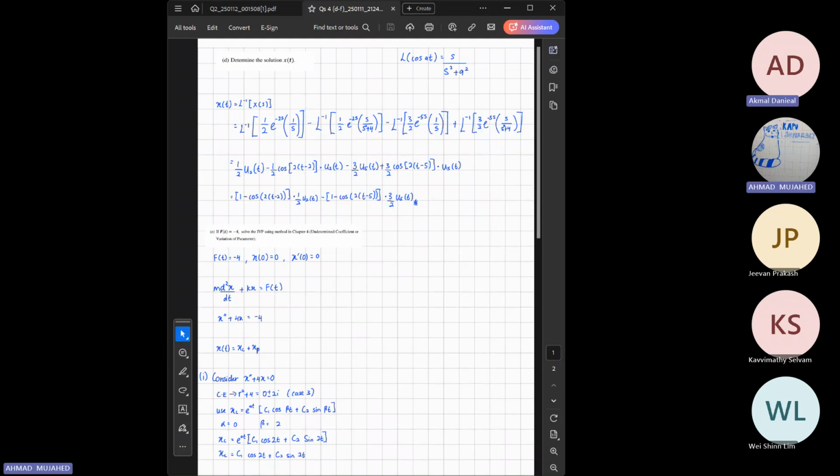So what we have done at question number C. Right here, to find the value of x(t), we need to use the inverse Laplace transform. That is the set of inverse Laplace transforms. You can follow my steps. That is the final answer.